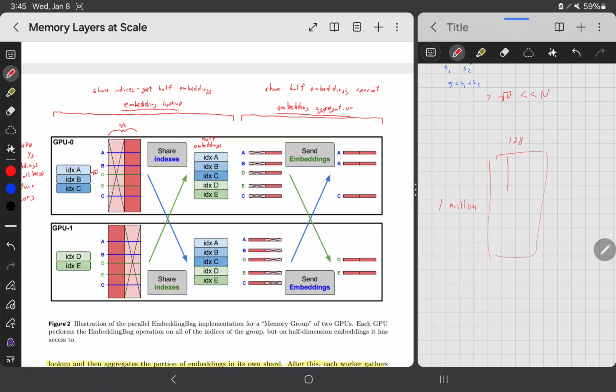So what they do is they split this massive matrix by the dimension, and they say, all right, we're going to store this first part on one GPU, we're going to store the second part on a second GPU, and so on.